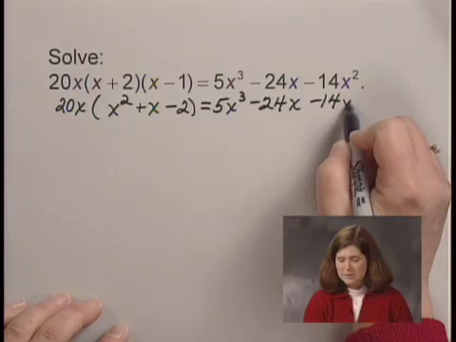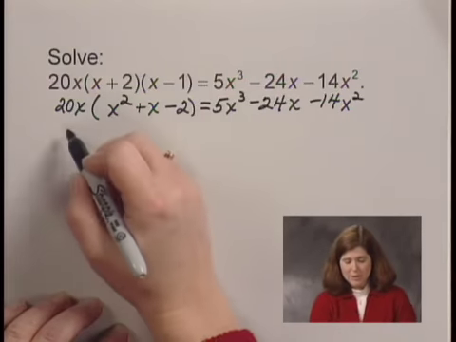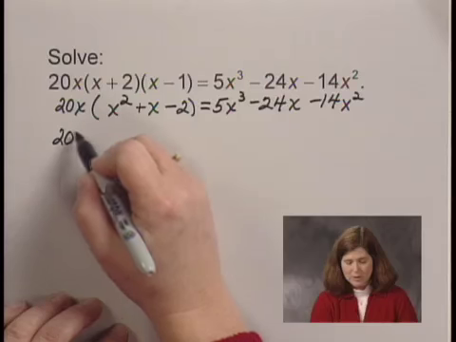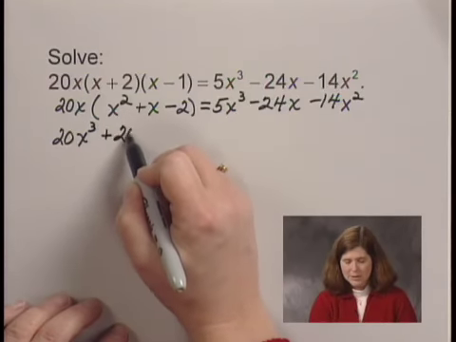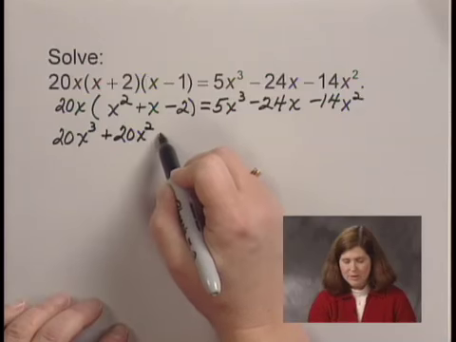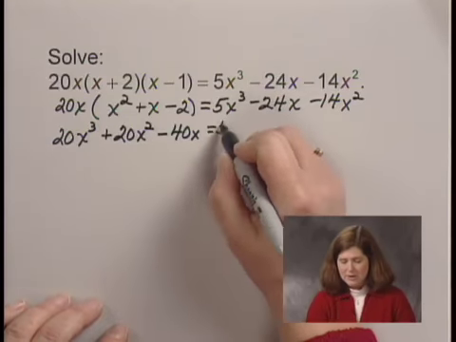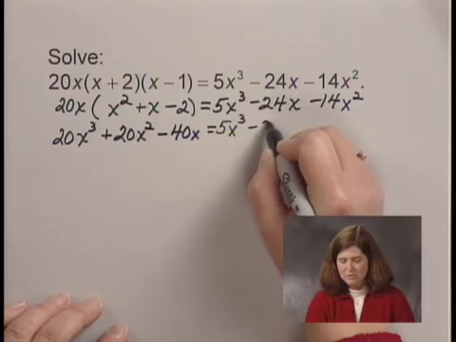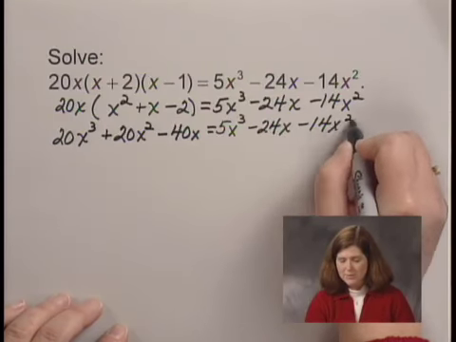minus 14x squared. Now I multiply 20x times this trinomial, and I have 20x cubed plus 20x squared minus 40x equals, again, 5x cubed minus 24x minus 14x squared.